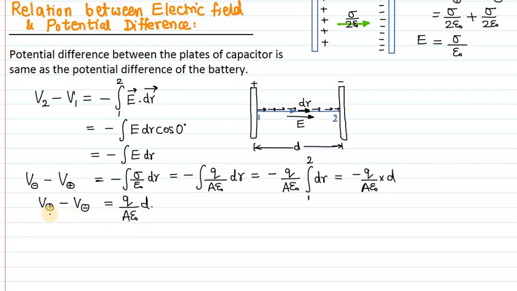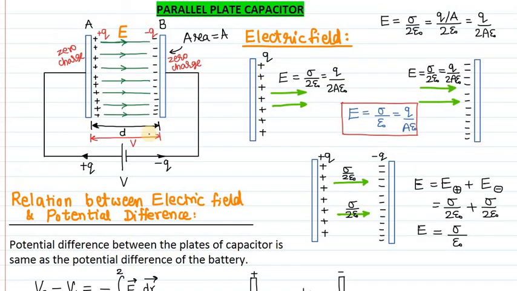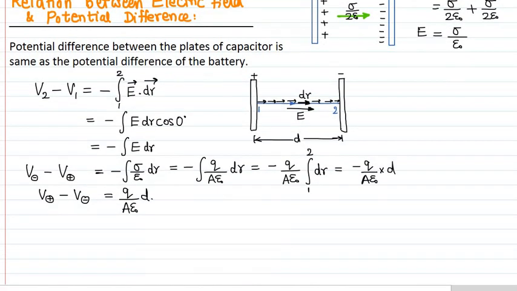And now this potential difference, potential of the positive plate minus potential of negative plate, if you see the diagram here, plate A, the positive terminal, has the potential V positive, and plate B has the potential V negative. So positive potential minus negative potential is nothing but the potential difference V between the plates. So we can now write it as V. This is potential difference V. V is equal to Q by A epsilon naught into d.